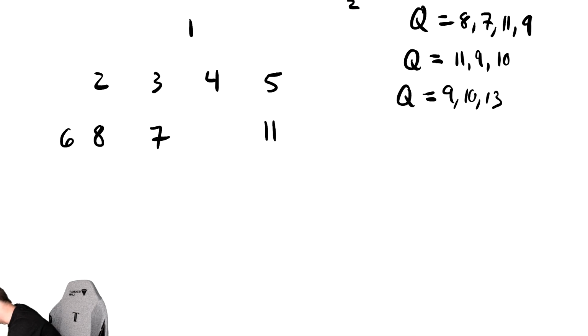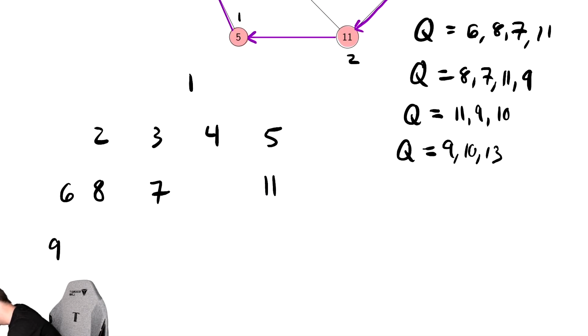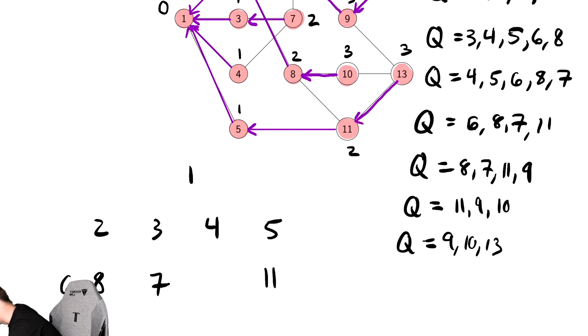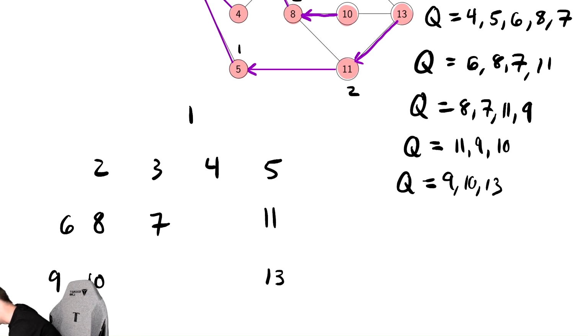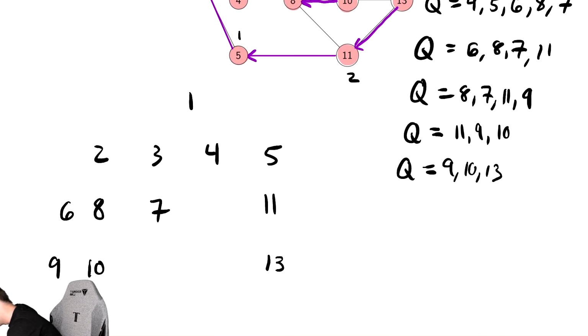6 has 1 child, which is 9. 8 has 1 child, which is 10. 7 has no children. And 11 has 1 child, which is 13. And then we have one last node, which we haven't included, which I believe is 12, which is a child of 9. So then let's draw in all of our edges to draw the graph.